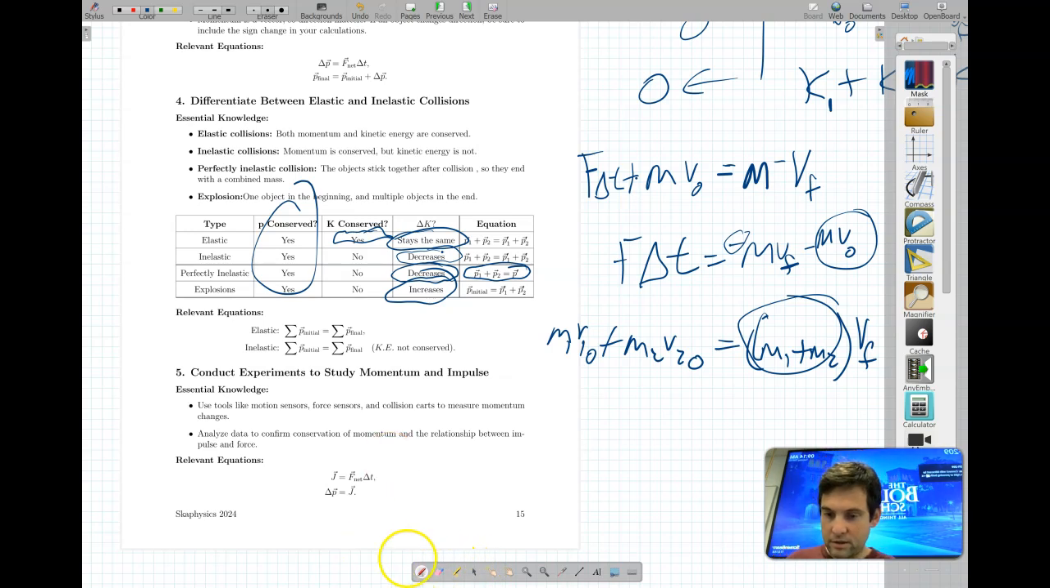There's our relevant equations. If we're conducting experiments, try to keep it simple, but if you use the smart carts like we did in our lab, that's fine if you have to write a procedure.